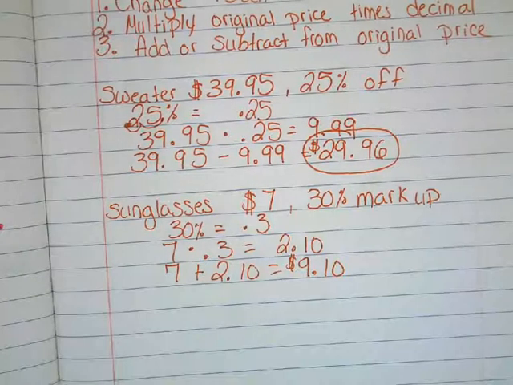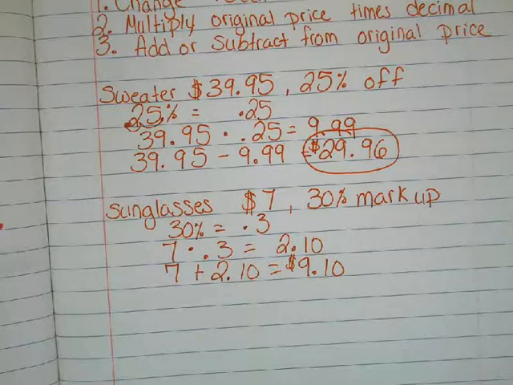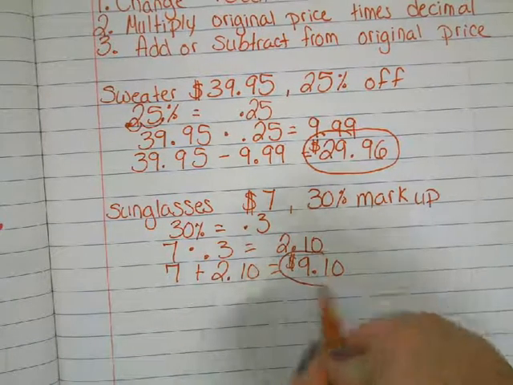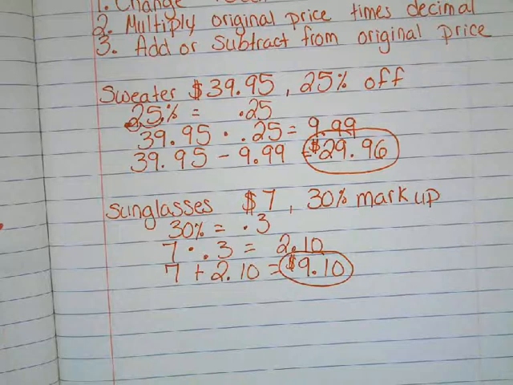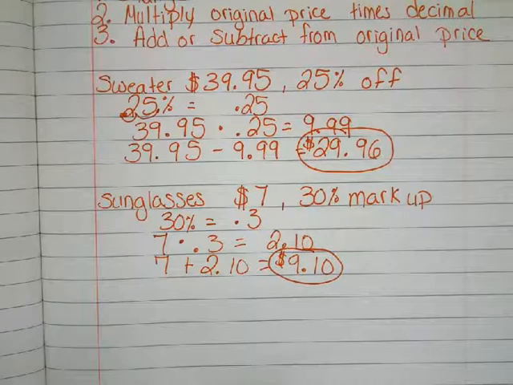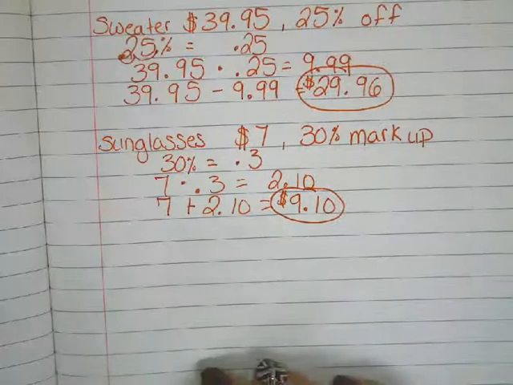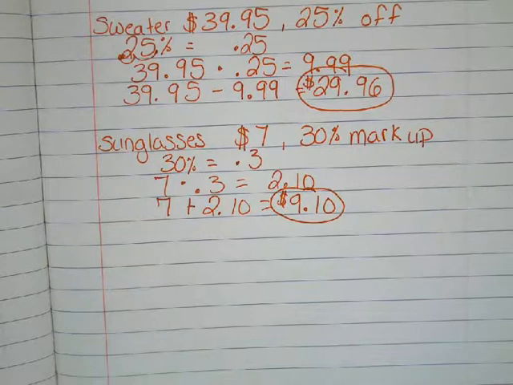So Target paid $7 to the company that sold it to them. Target made $2.10 off those sunglasses. I would charge you more. Hey, questions on those two? How do you do tax? We're going to go over that. But we're going to combine it.